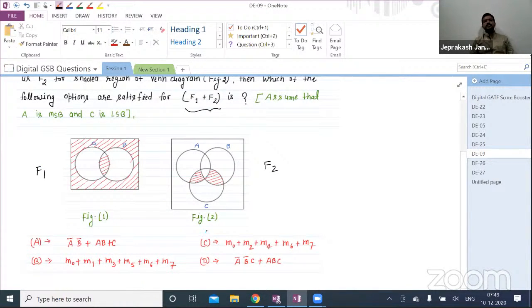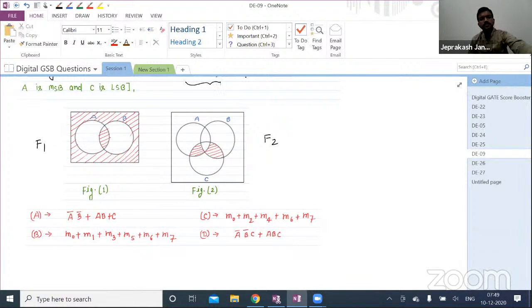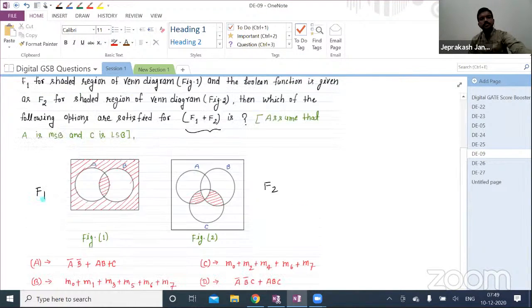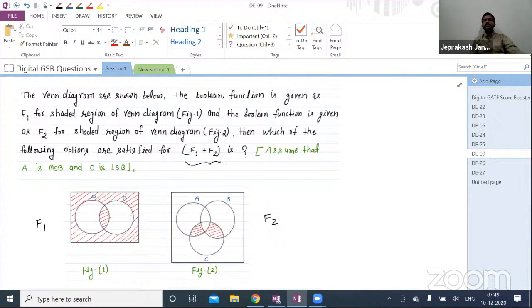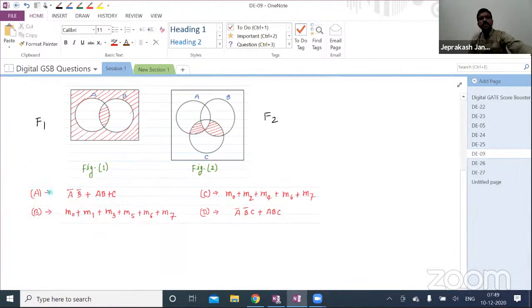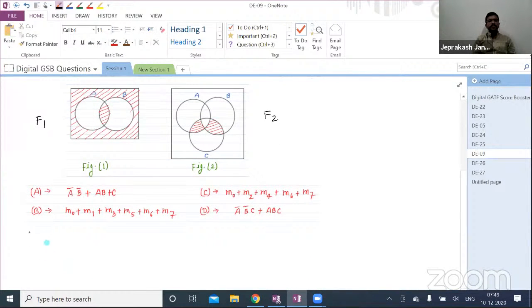This is also an MSQ type of question. All of you take the screenshot of the question. Yeah. Now write the f1 function.